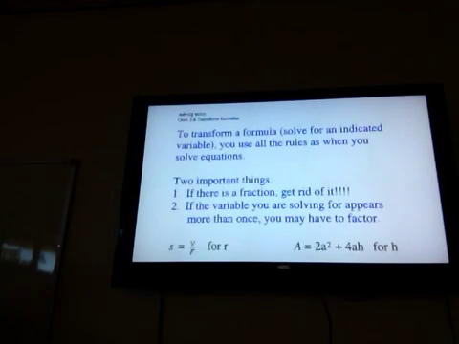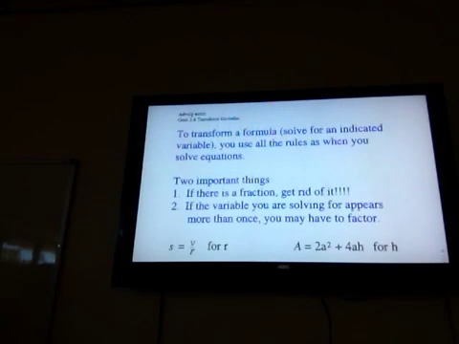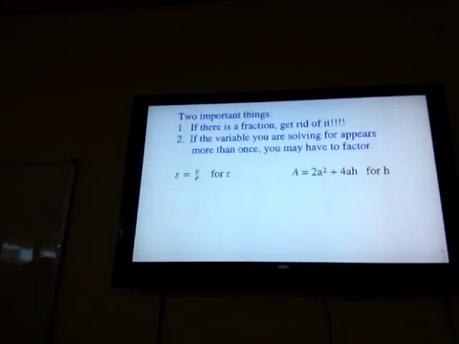Okay? Two very important things, as I have there. If there is a fraction, you have to get rid of it first. That has to be step one, or you're going to make it too hard. So if there's a fraction, we're going to get rid of it. Step one. It doesn't matter what you're solving for, that needs to be the first step.